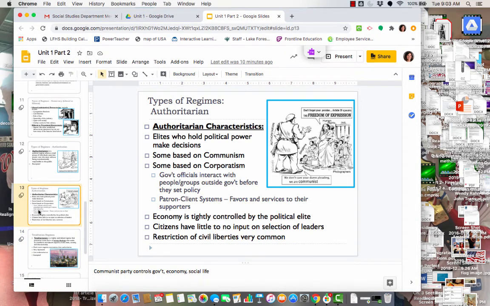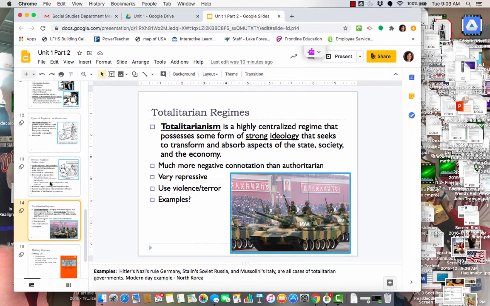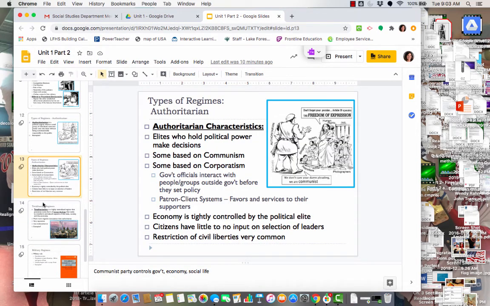Authoritarian is not total control. It's just a lot of government control of things, but they're not trying to control necessarily how you dress and what you're thinking about. And they don't always use violence and terror in an authoritarian regime.